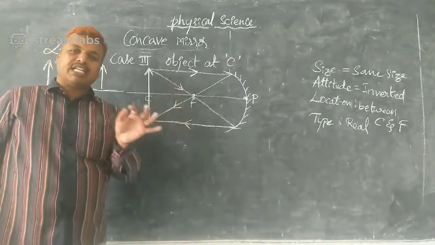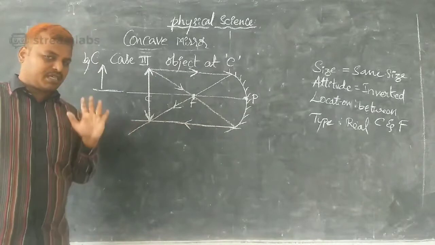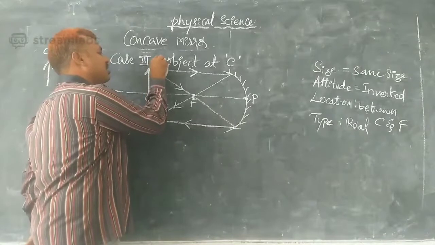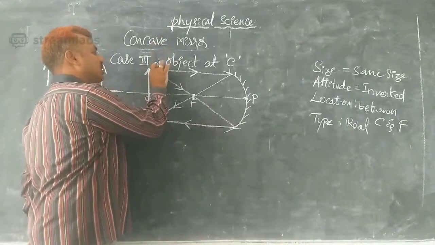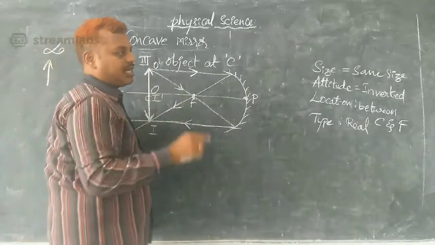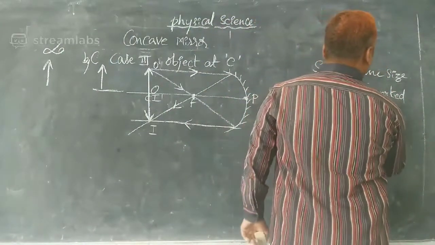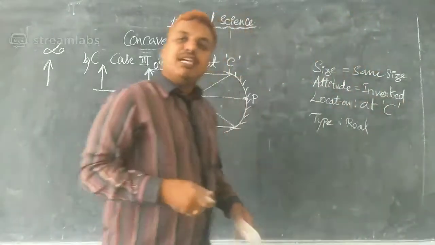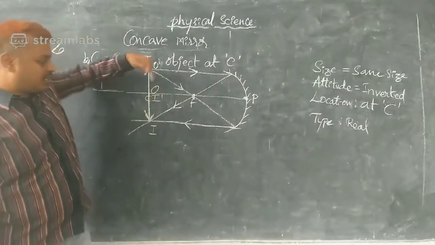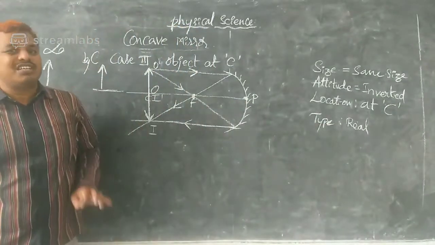Arrow marks are compulsory, you are supposed to put. Then only we will come to understand from where light ray is coming and how it is going. Okay? Right. So object is O dash. Image I dash. So object size and image size are the same and location is at the center of curvature. Object is placed at center of curvature. Image is also formed at center of curvature. Because it is inverted image, it is real image. Type of image is real image.